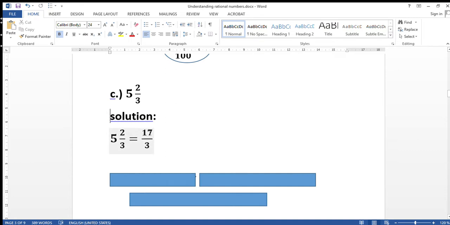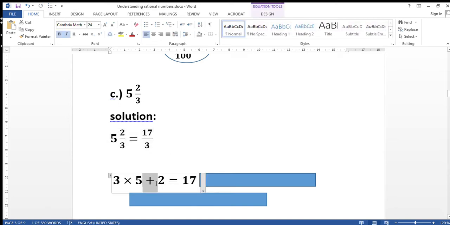That will be 17 over 3. Why? What we did here, we take this number 3, multiply it by the number 5 here, and then add it to our numerator 2. That's why we have 17. So again, 3 times 5 is 15. 15 plus 2 is 17. And then 3 here shall remain the same. So here, 3 times 5, and then add 2. So that is our 17.